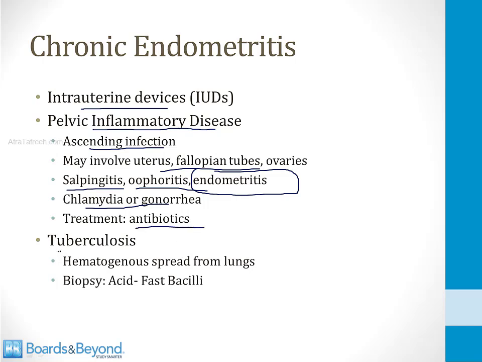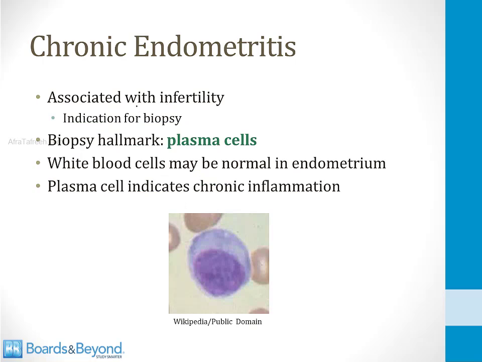And then finally, tuberculosis can rarely cause chronic inflammation in the uterus. This can spread hematogenously from the lungs, and this is identified on biopsy by finding acid-fast bacilli. Chronic endometritis is associated with infertility.